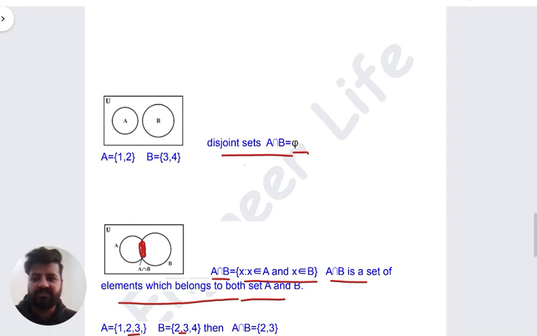As we can see, for example, elements of set A are 1 and 2 and elements of set B are 3 and 4. There is no element common. Nothing is common in between them. Then the set A intersection B will be an empty set. An empty set contains no element.